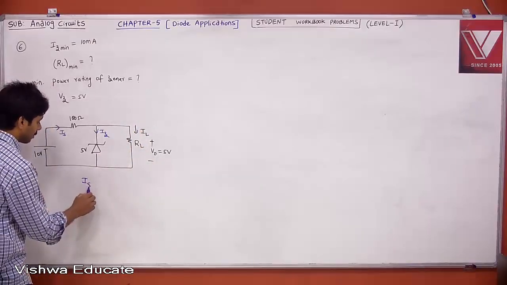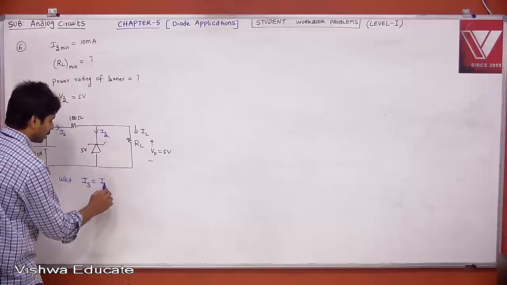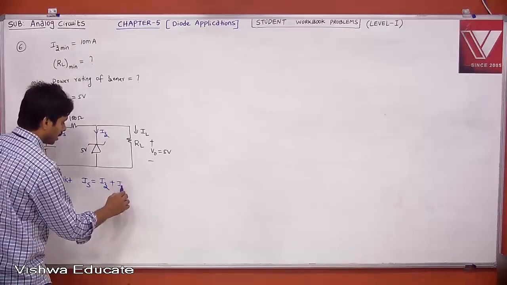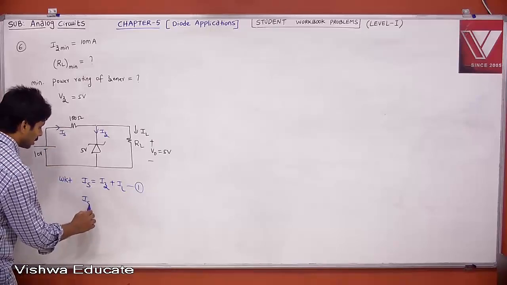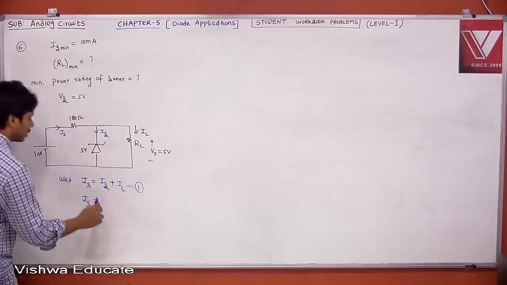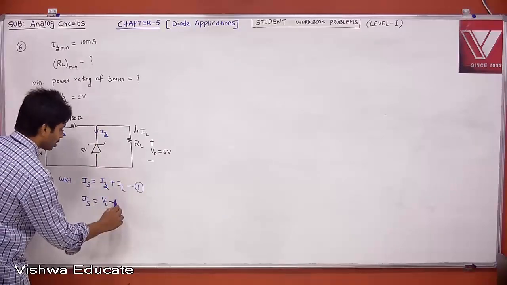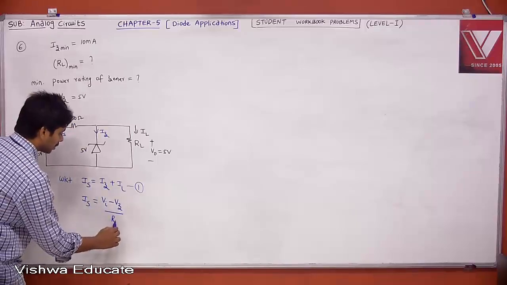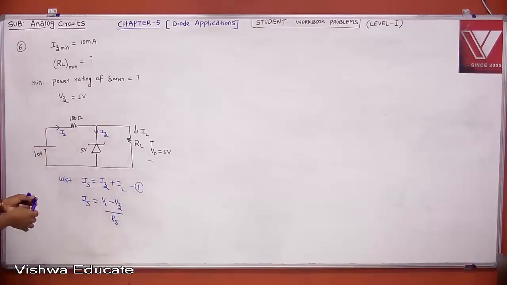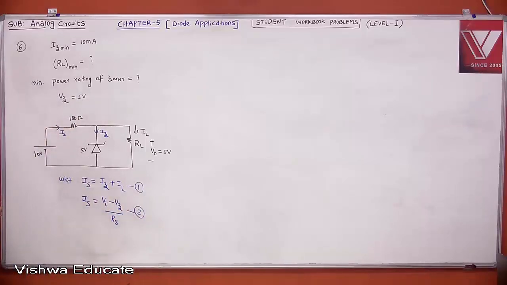Therefore, we know that IS is equal to IZ plus IL, equation 1. And what is your IS? IS is nothing but the input voltage Vi minus the Zener voltage, divided by the resistance value Rs. Okay, that is fine. This is equation 2. These are all typical equations which we need for the Zener regulator.